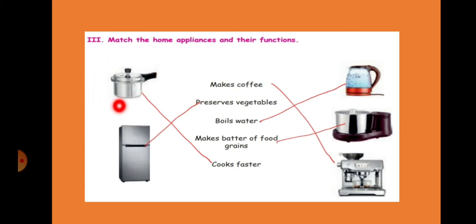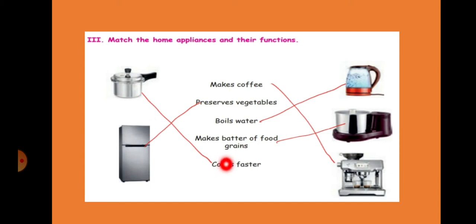First one is pressure cooker. What will pressure cooker do? See, makes coffee? No. Preserves vegetables? No. Boils water? Will pressure cooker boil water? No. Makes batter of food grains? No. Cooks faster? Yes, right. So pressure cooker cooks faster.